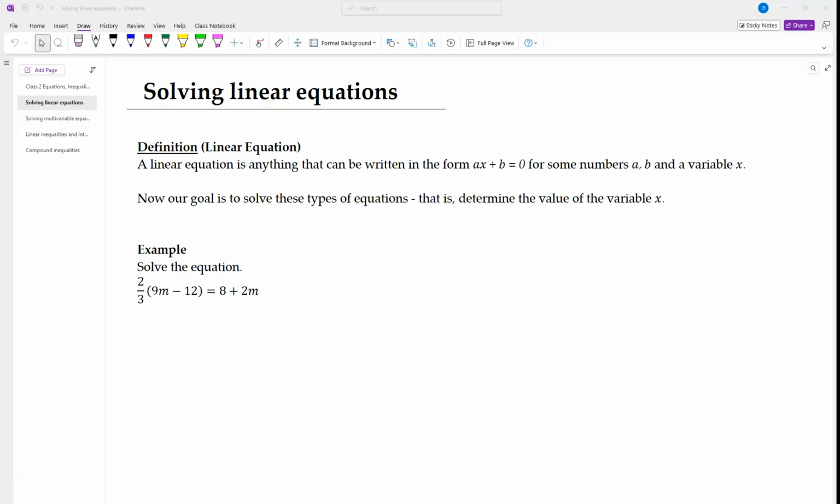And just so we're all on the same page, a linear equation is anything that can be written in the form ax plus b, or ax plus b equals 0, or it could equal a number, doesn't matter. Those a's and b's aren't specific things, they can change. They're real numbers, a and b, but x is our variable. And really, when we write this, what we're trying to do is find the value of x.